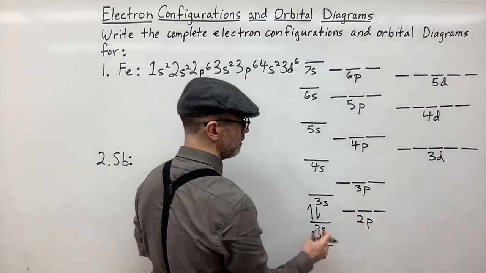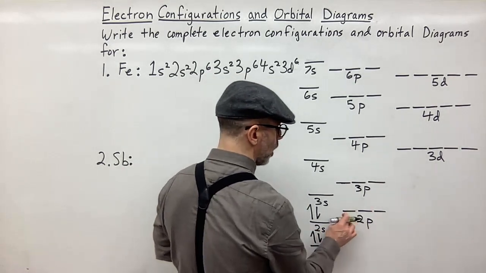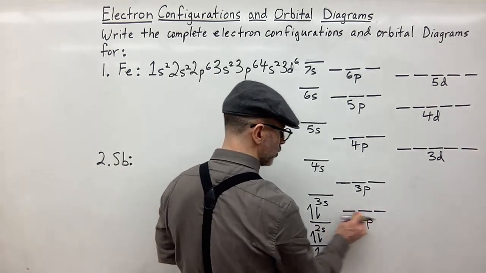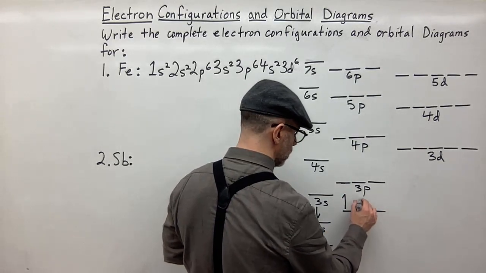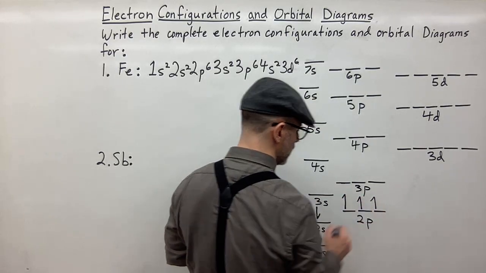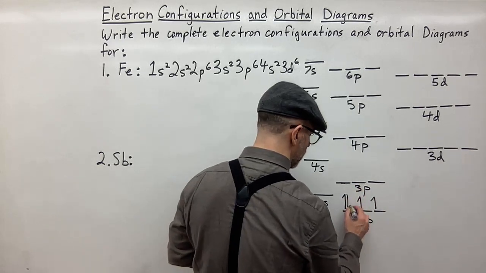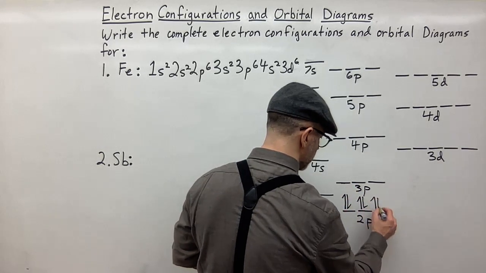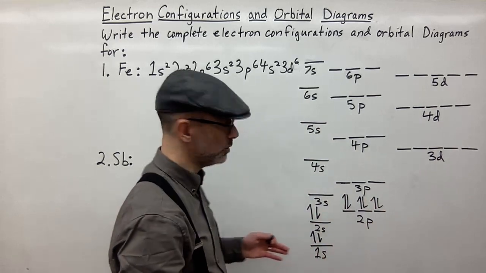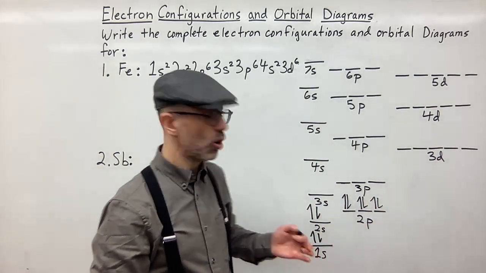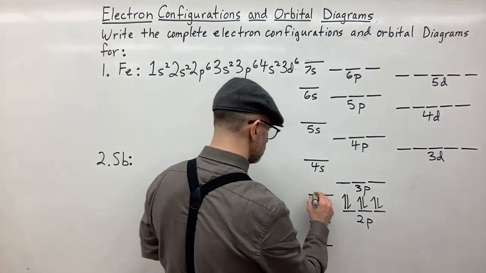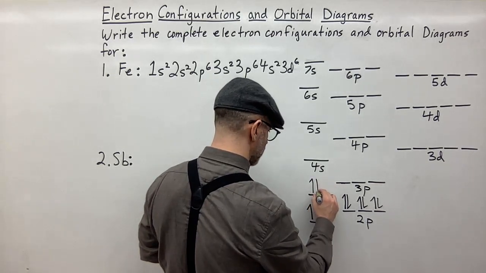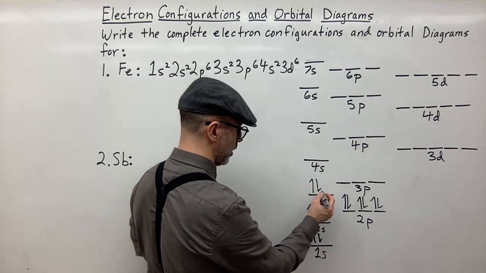Now the 2p. There's 3 equal orbitals. So I'm going to add 1 electron spin up to each of those, and then I'm going to pair them up, spin down, spin down, spin down. That's 10. So 41 more electrons to go. So next is the 3s. So I'm going to put 2 electrons into that orbital, spin up, spin down.